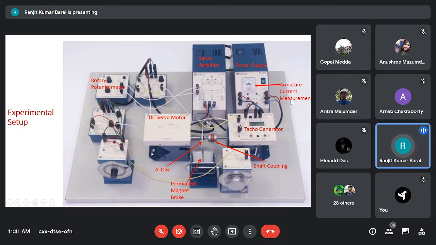Now here, in closed loop, we will control the armature voltage by this controller and servo amplifier together.